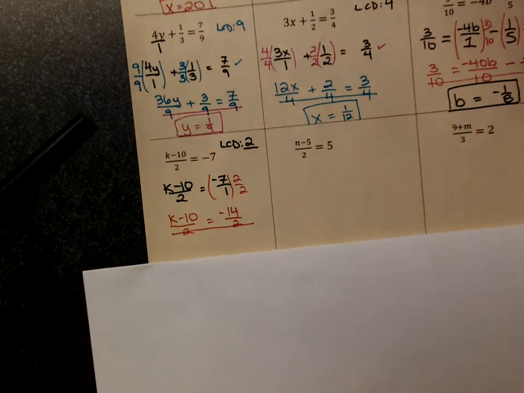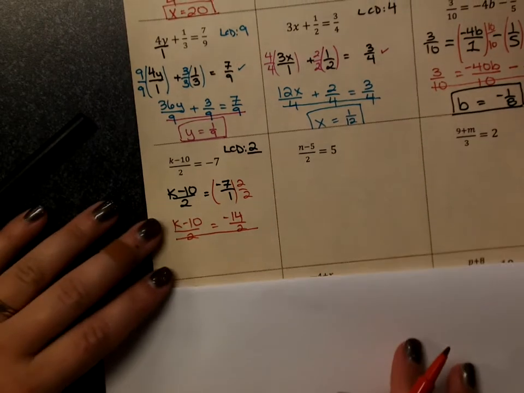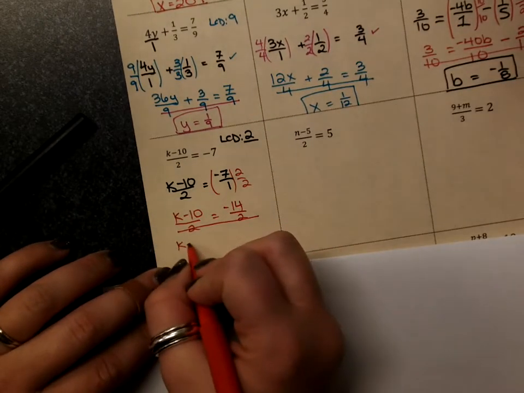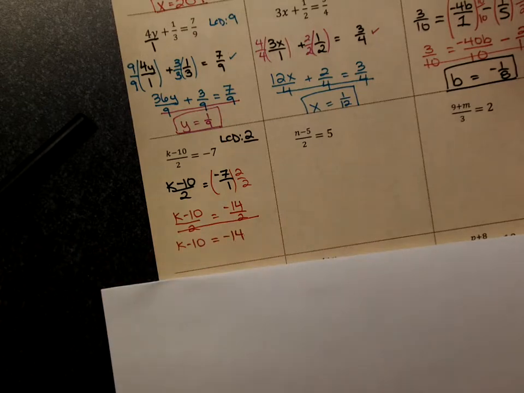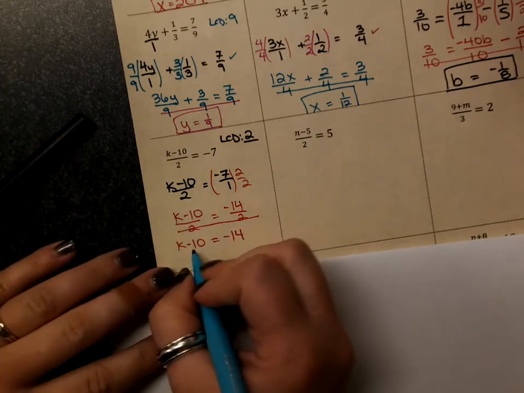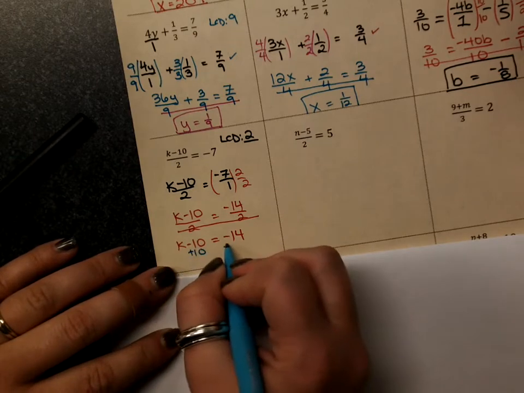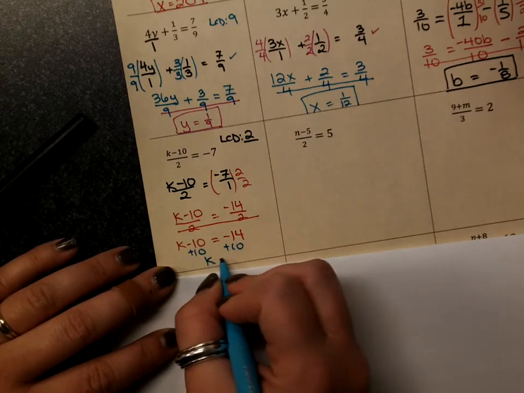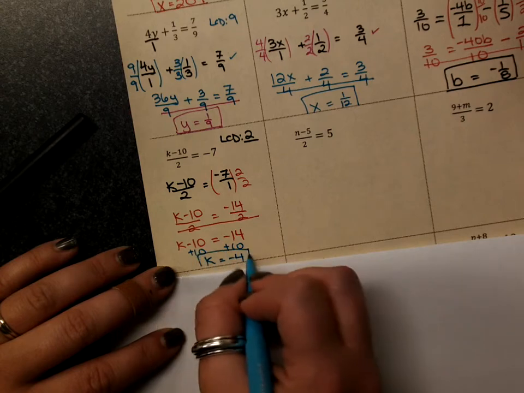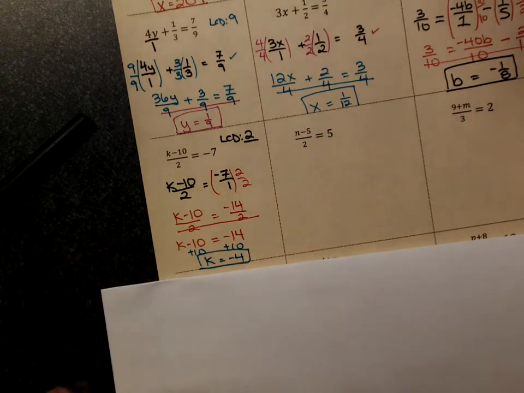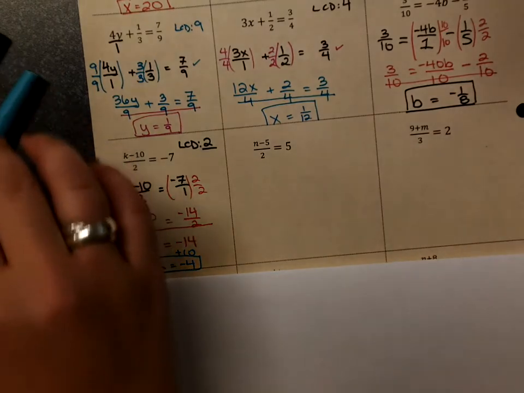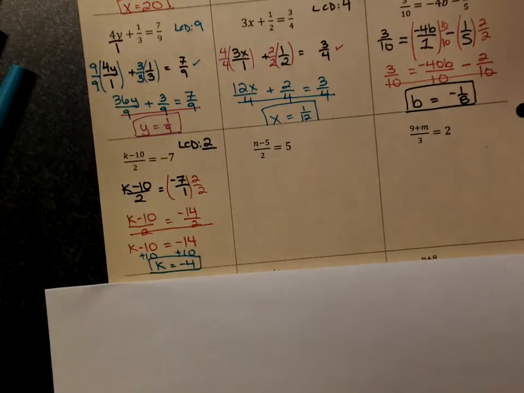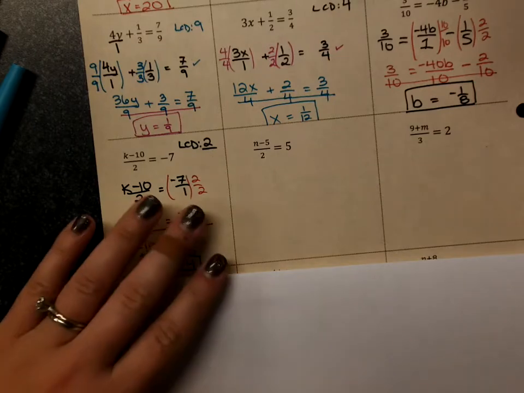Because they're both over 2, we can eliminate the denominator. I think I have enough space. K minus 10 equals negative 14. And then from there, we're trying to solve for k. So we're just going to add 10 to both sides. K equals negative 4. If this is making sense, again, you can try any that you'd like. Just pause the video and give them a try. And I'll keep working out the rest.